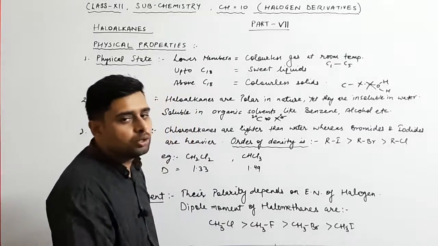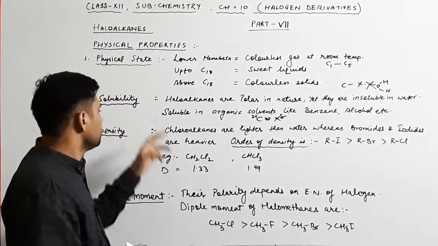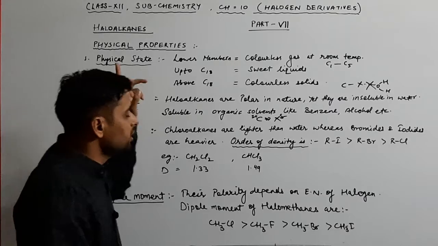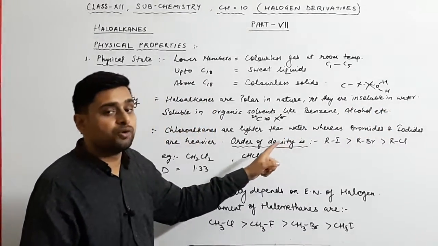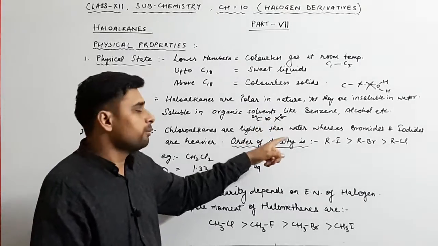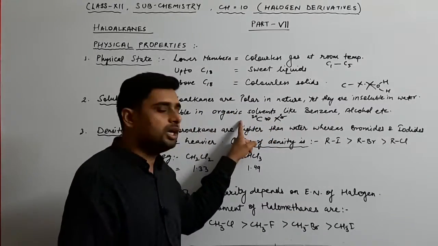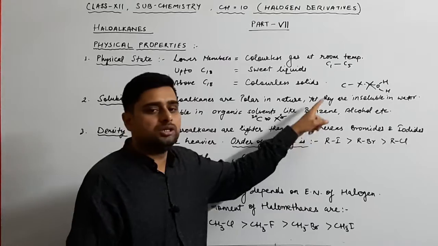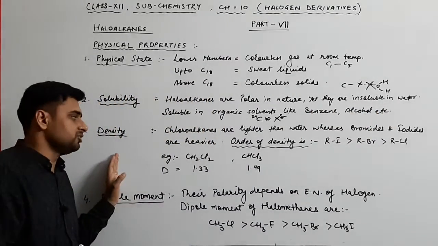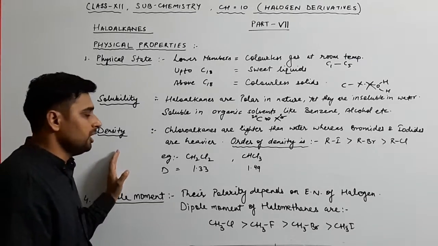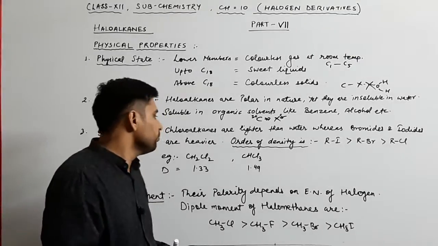So what will be the solubility of haloalkanes, students? Haloalkanes are insoluble in water due to the absence of hydrogen bonding with water molecules, but they are soluble in organic solvents like benzene, alcohol, etc. The next property is density. What is density? Density equals mass upon volume.